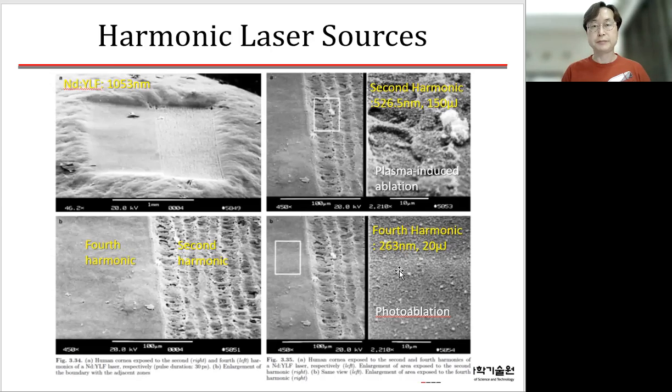263 nanometers. And you can see that even though the energy for the photoablation is 20 microjoule compared with the 153 microjoule here, the surface is very smooth and clean from the 263 nanometers, because this one is using the interaction mechanism of photoablation. However, 526.5 nanometer is using what is called plasma-induced ablation, which is a very different mechanism for ablating the tissue.